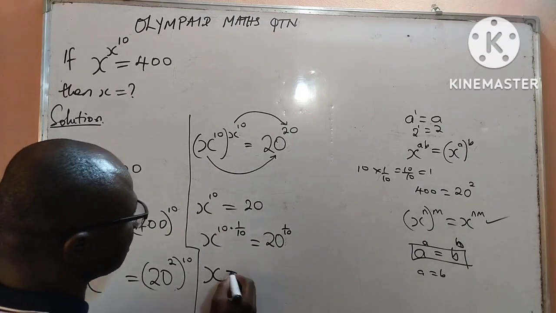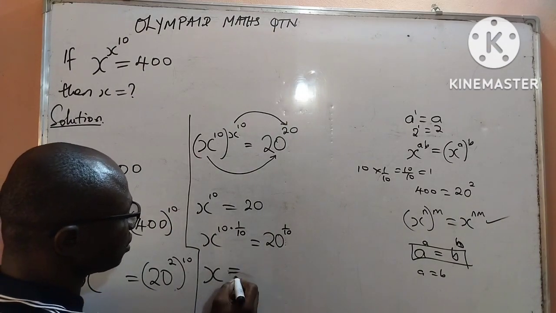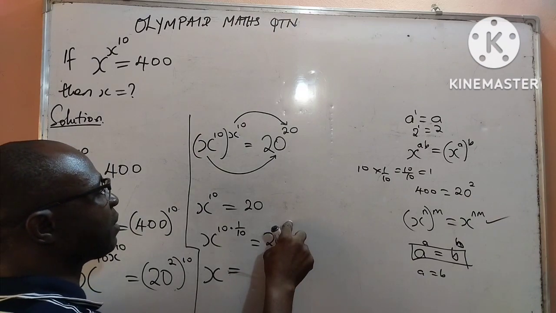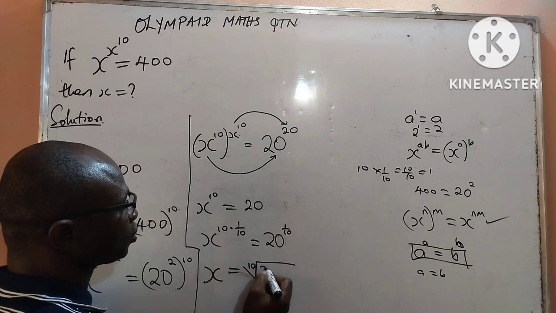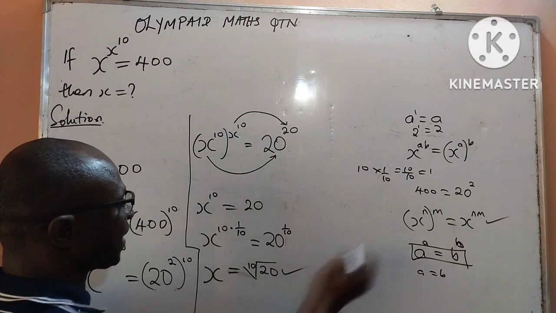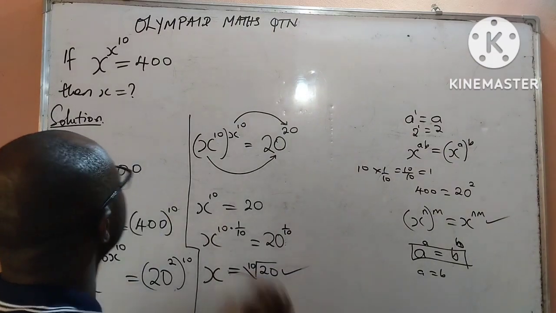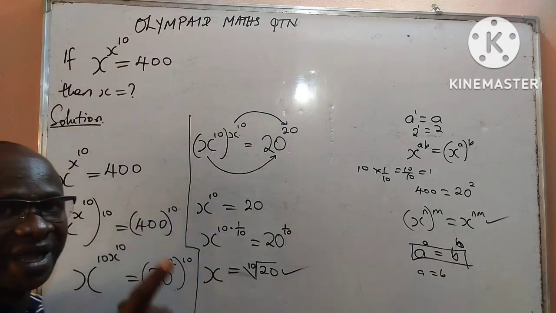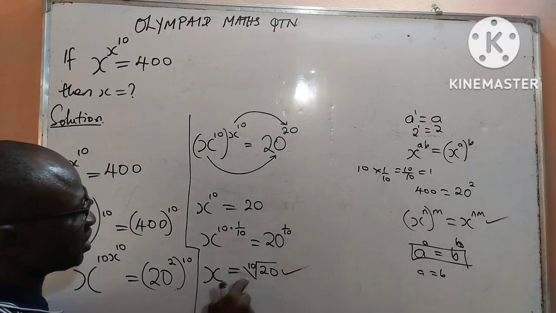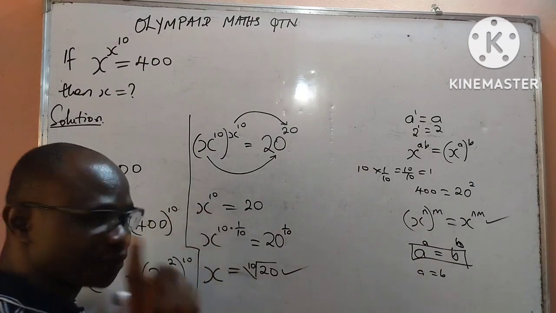And on the right hand side, the value, which is 20 raised to the power 1 over 10, can still be written as the 10th root of 20. Final value and the answer as it is given, that we should find the value of x. Therefore, the value of x is equal to the 10th root of 20.